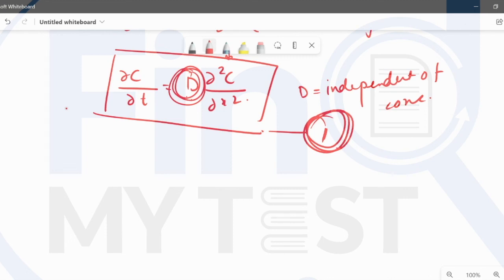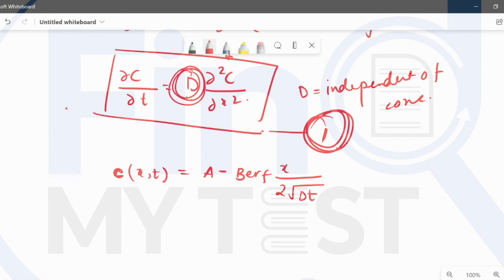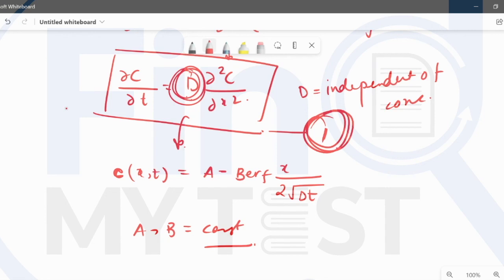The solution to equation 1 for unidirectional diffusion from one medium to another across a common interface is of this form. So the solution for non-steady state unidirectional diffusion is of this form. Here A and B are constants, and they are determined from the initial and boundary conditions of the particular problem given to us. The diffusion direction x is perpendicular to the common interface.